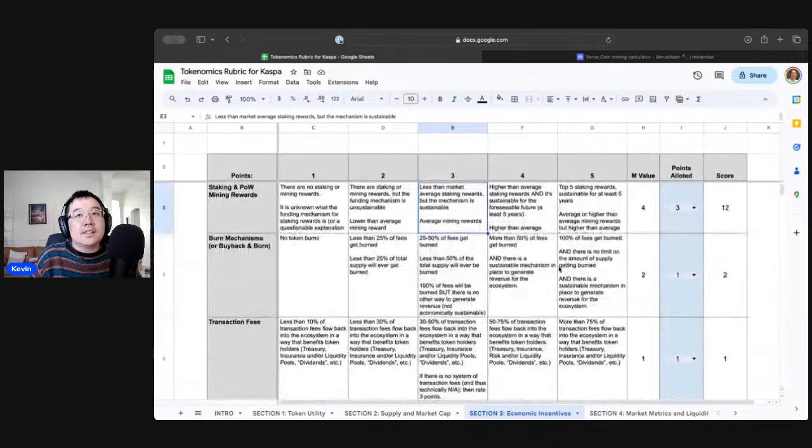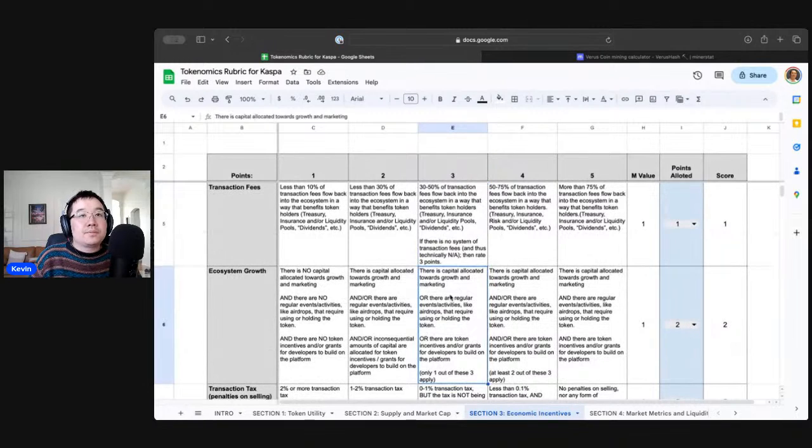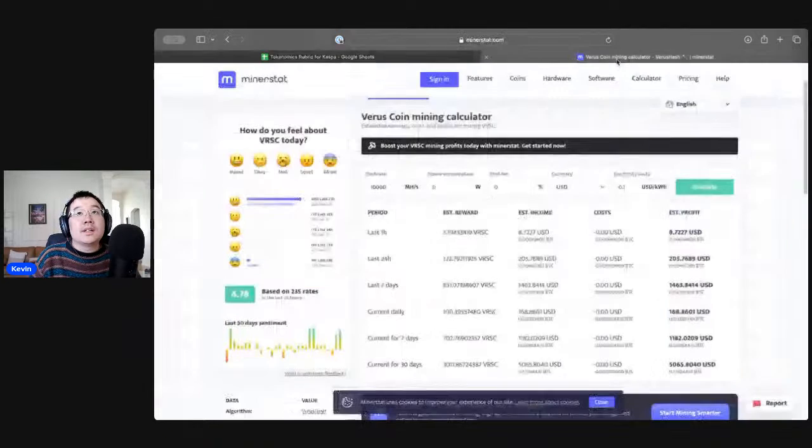And you shouldn't take into account token appreciation for the mining rewards, in my honest opinion. Okay, ecosystem growth. Is there capital allocated towards growth and marketing? Like, are there grants for developers? Are there regular events, right? Because that's helpful for a project.